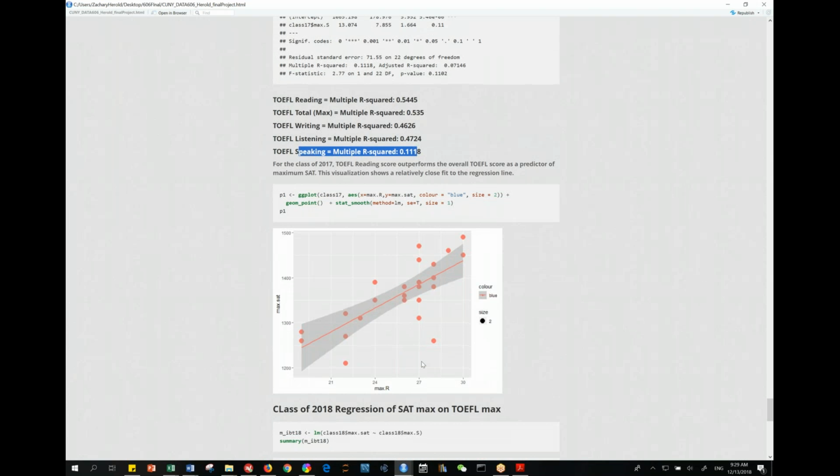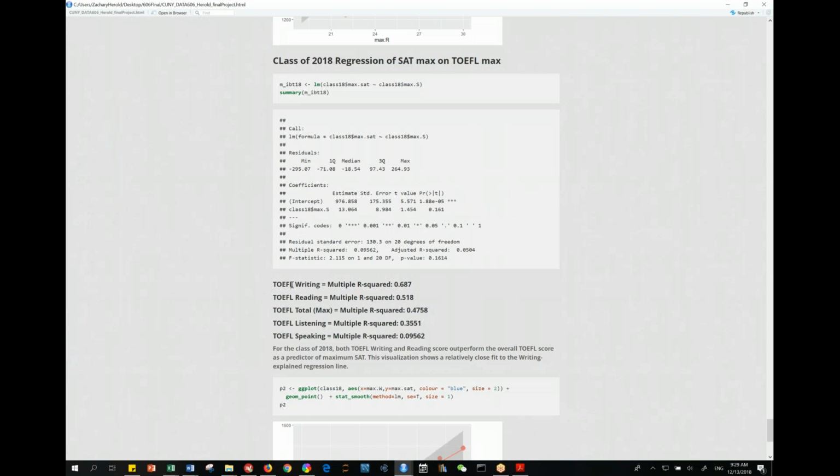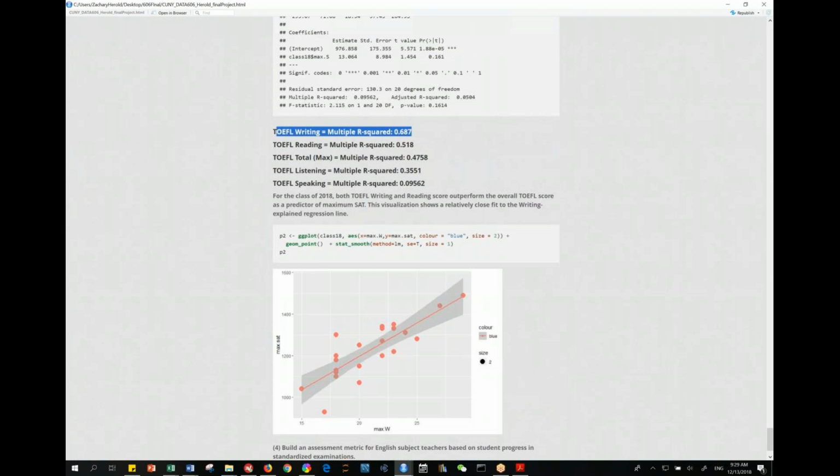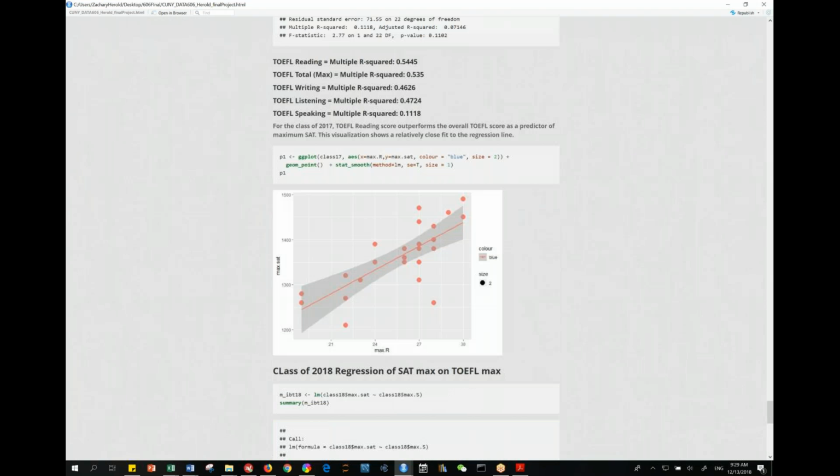And then for the other class, it worked out that the writing was actually a better predictor of total SAT score. And again, the reading was above that, and the speaking was the lowest. So basically, I'd like to be able to fill this data out over the years and just see if this relation persists.